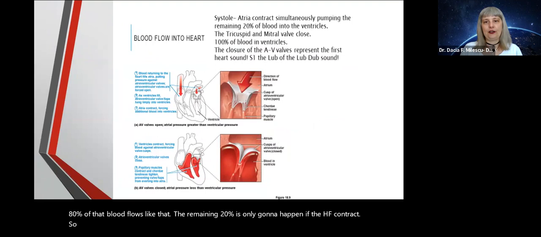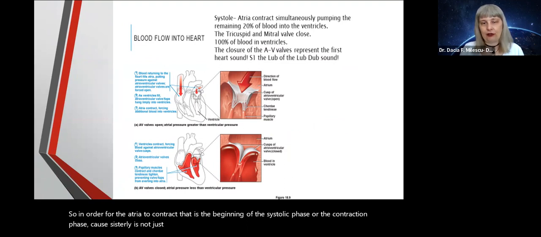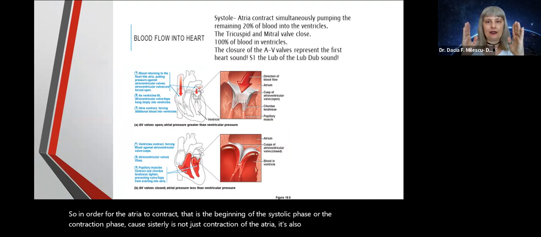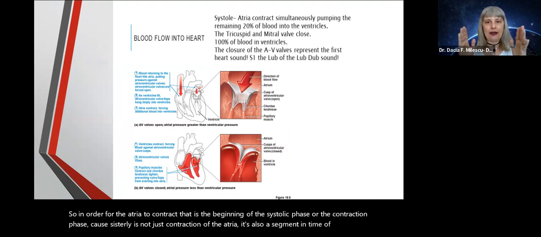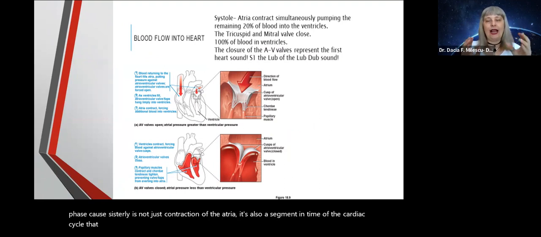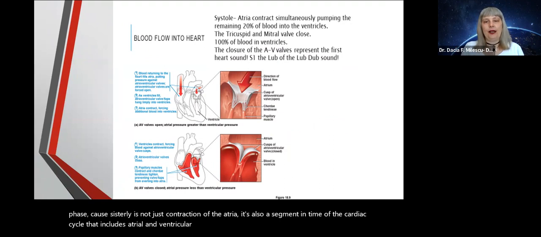So in order for the atria to contract, that is the beginning of the systolic phase or the contraction phase, because systole is not just contraction of the atria, it's also a segment in time of the cardiac cycle that includes atrial and ventricular contraction. All right, so the atria contract, simultaneously pumping the remaining 20% of the blood into the ventricles.